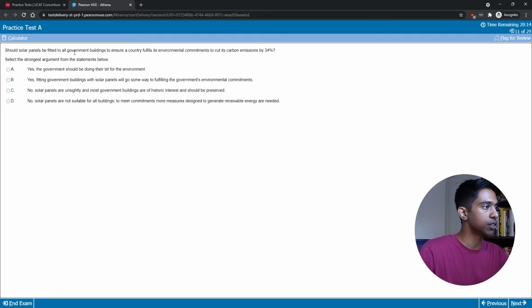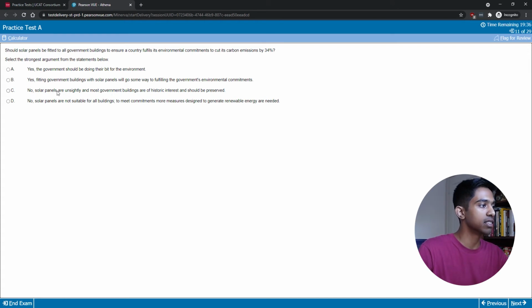Should solar panels be fitted to all government buildings to ensure a country fulfills its environmental commitments to cut its carbon emissions by 34%? Okay, so we want to be targeting carbon emissions and environmental commitments and government buildings. So yes, the government should be doing their bit for the environment. Doesn't really talk about this that much at all. Yes, fitting government buildings with solar panels will go some way to fulfilling the government's environmental commitments. This one also sort of yes, but doesn't really hit it perfectly. It could be right.